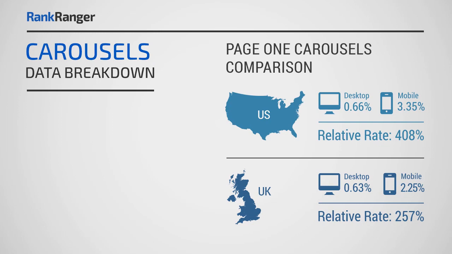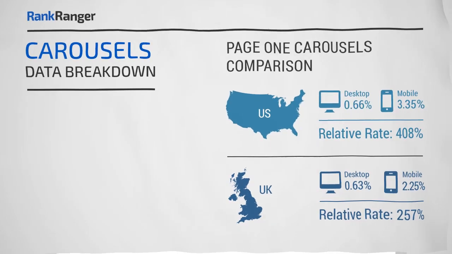Just looking at the data and breaking it down a little bit, the relative increase in the frequency with which Google is showing carousels on mobile relative to desktop in the US is about 408%, right? In the UK, going from desktop to mobile, the increase in the frequency with which Google is showing mobile carousels relative to desktop is a 257% increase. There are way more carousels on page one of the mobile SERP than on the desktop SERP.